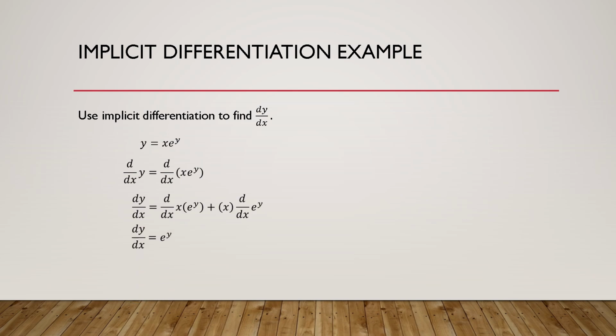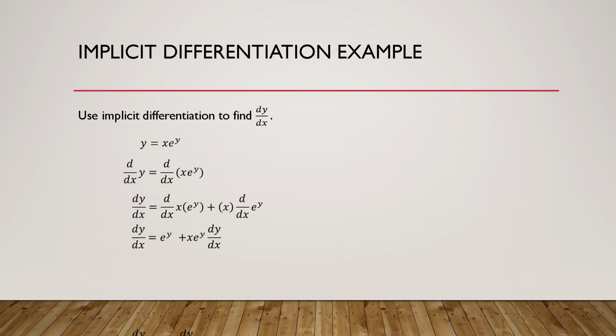Next, we use implicit differentiation to find the derivative of e to the y. As in the last example, we express y as a function of x, then use the chain rule. The derivative of e to the f of x is e to the f of x times the derivative of f of x, which is dy dx. So the derivative of e to the y is e to the y dy dx, and that times x is the second term.